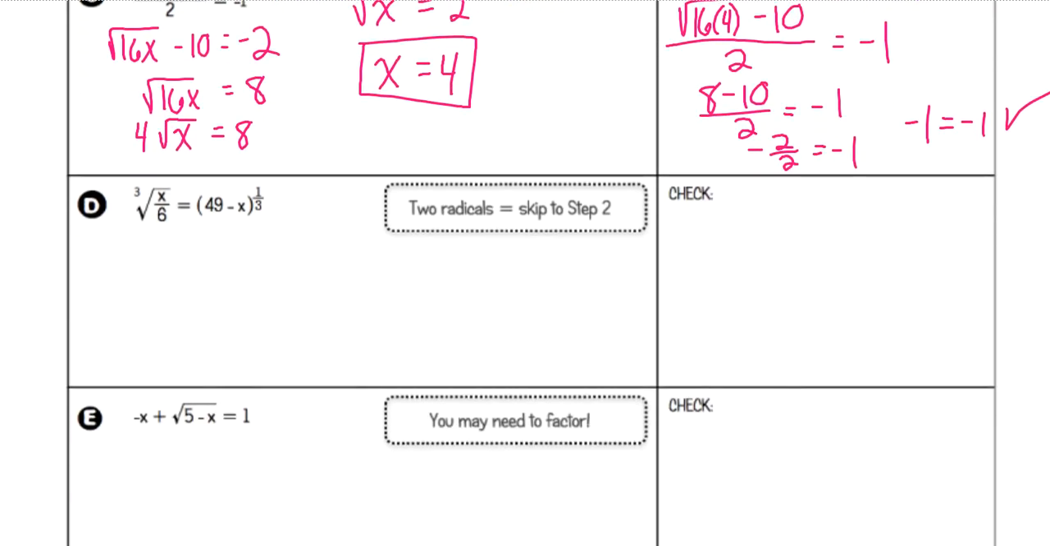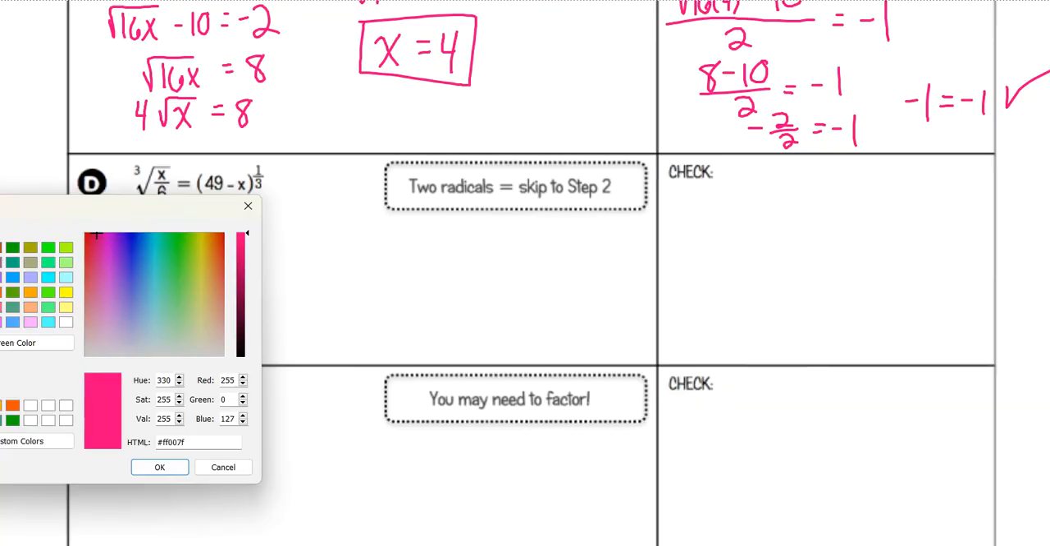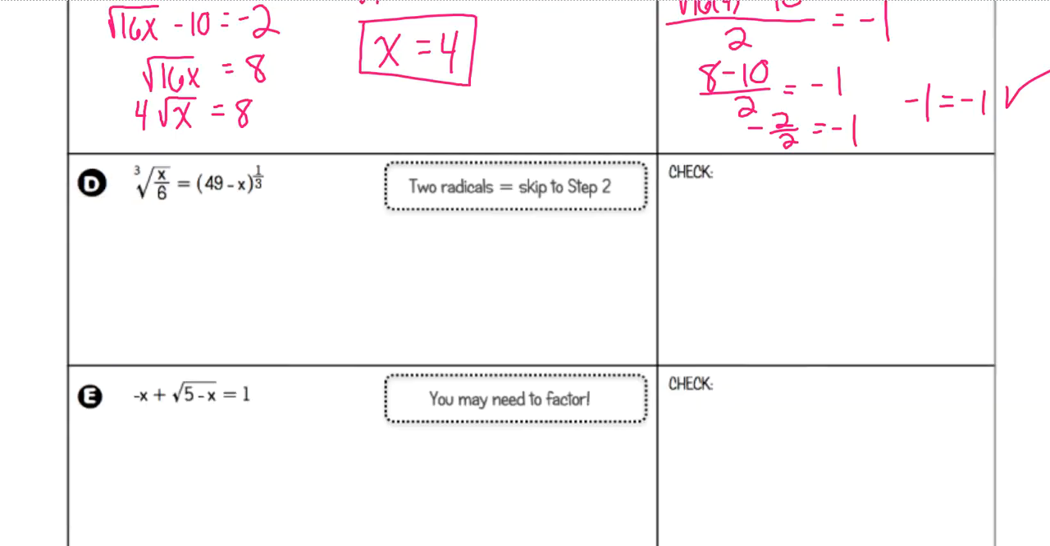Okay. Example D. So for this one, I can see that on the left-hand side, I have the cube root, but on the right-hand side, I also have a 1/3 power. So what that means is that I have a radical, in this case, cube root, on both sides. So if it's on both sides, we can't isolate one or the other. So we're just going to skip to step 2 because they're the same type of radical.